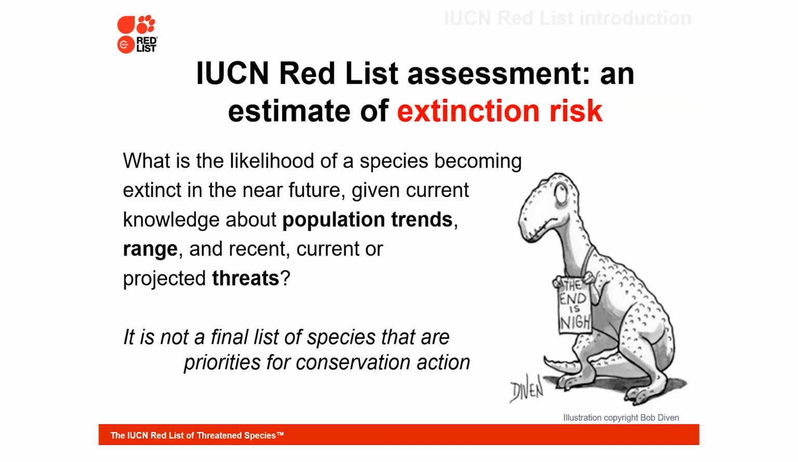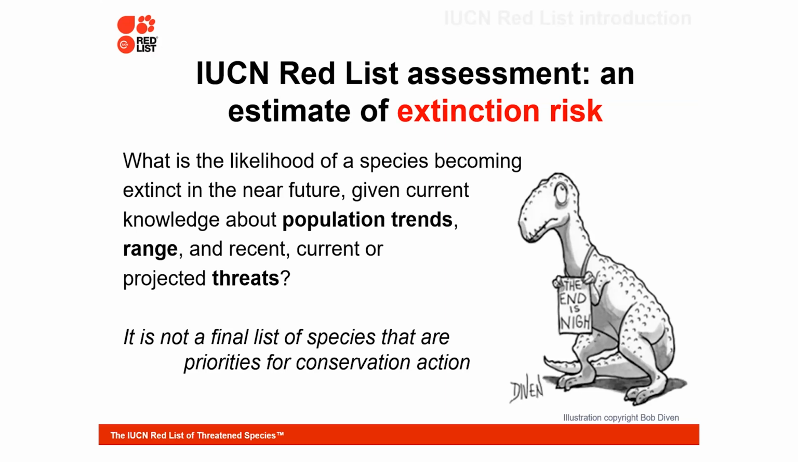And it's not the only factor that is considered when prioritizing species for conservation. There are other sources or factors that are involved in prioritizing species for conservation action. So you'd consider the biological, the social, and logistical factors in addition to the extinction risk to maximize the effectiveness of the conservation action.